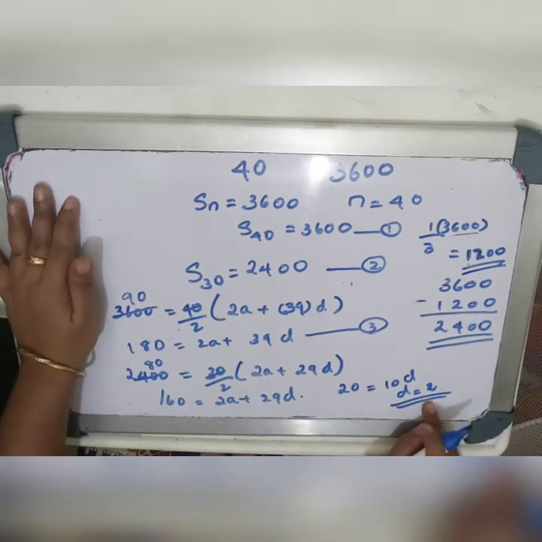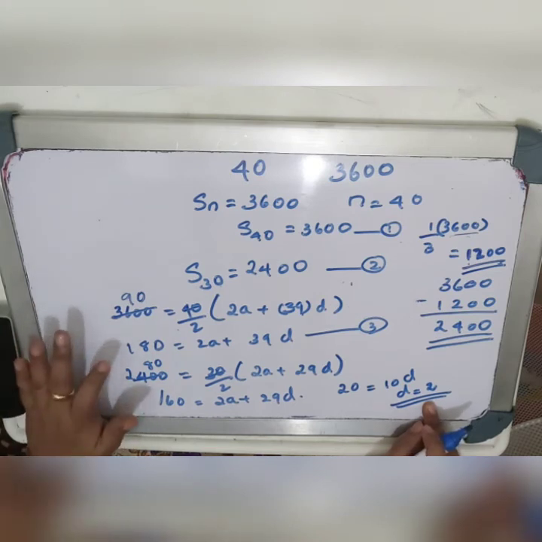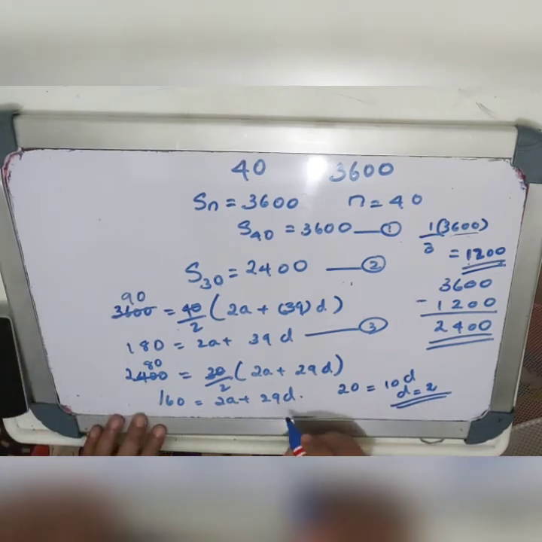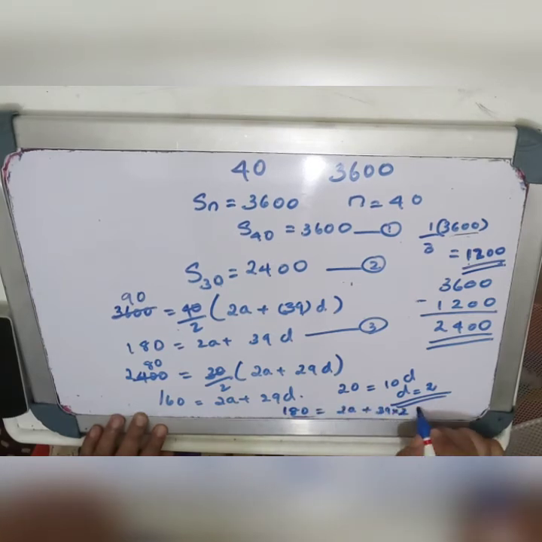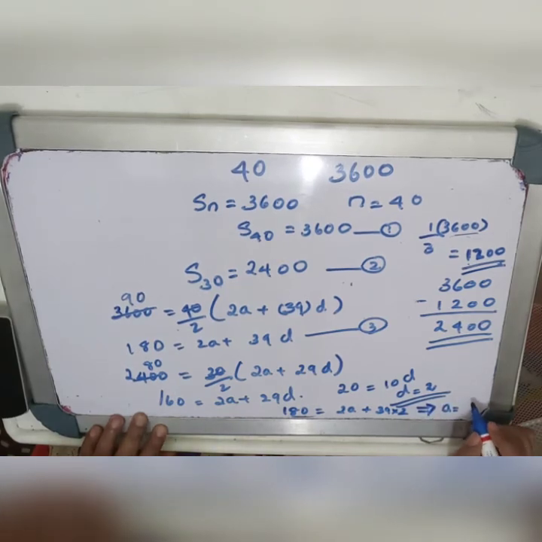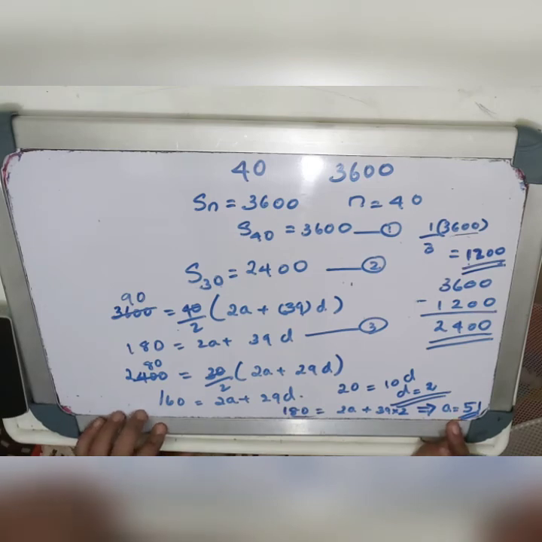So now we obtain the value of d. So substituting the value of d in any of these expressions, we'll substitute in this expression. So 180 is equal to 2a plus 39 into 2. On simplification, we get the value of a as 51. Okay. So the value of the first installment is 51. 51 rupees is the first installment paid by him.